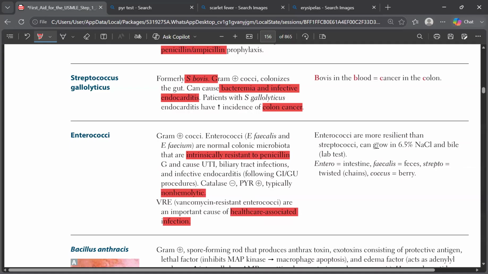Yeah, so that was about it. It can grow in 6.5% NaCl and it is intrinsically resistant to penicillin, non-hemolytic, and vancomycin-resistant enterococci. So this was it for this one.